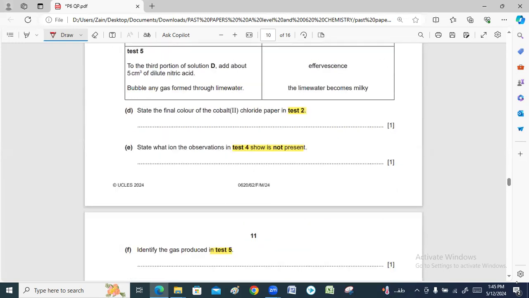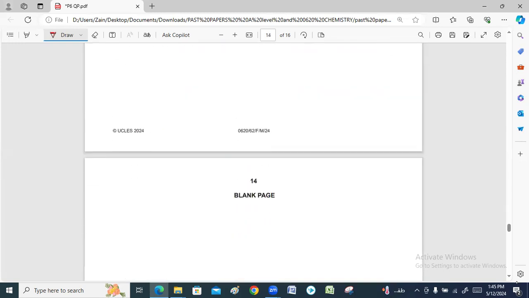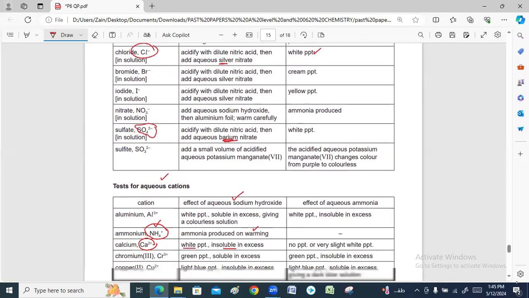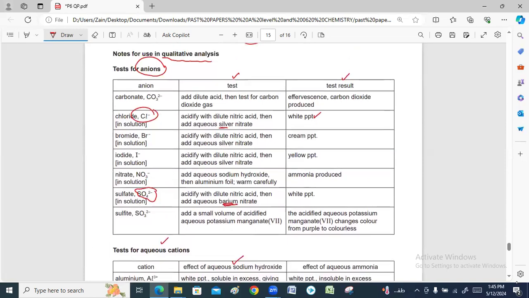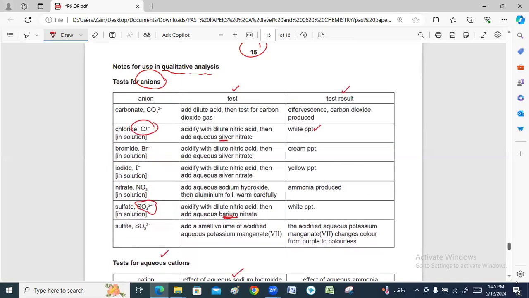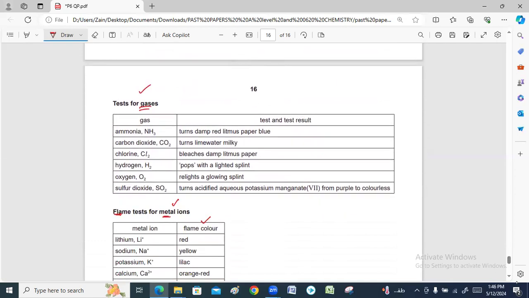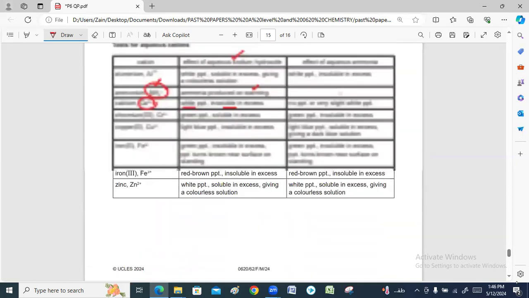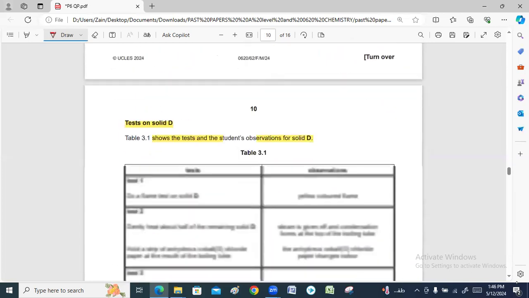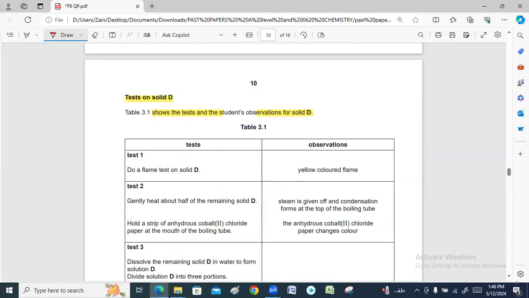So you can also collect the information from the qualitative analysis notes, as you can see that ammonia is produced on warming. Then on the next page, we can see that the ammonia turns damp red litmus paper blue. So you can get information from these qualitative analysis notes. Now, on the next part, the test on solid D shows the tests and the student's observations on solid D.